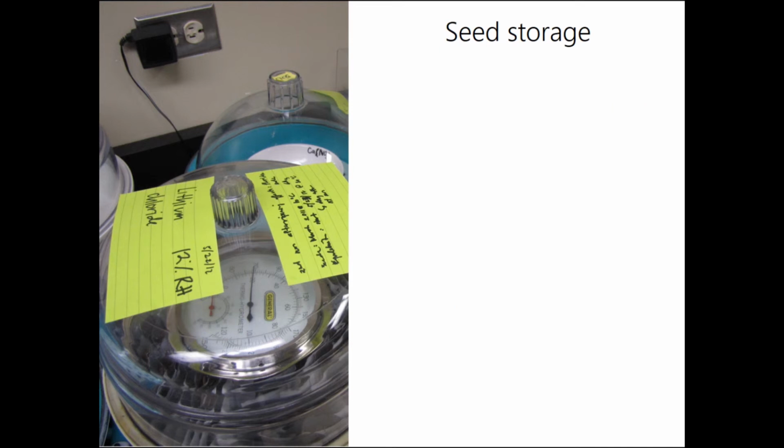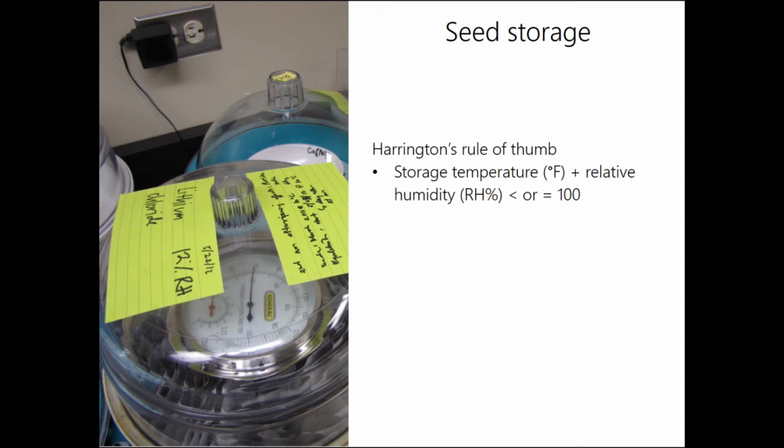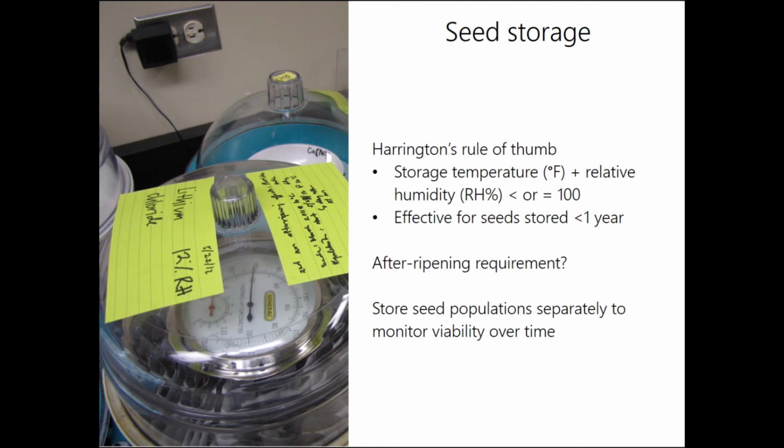A rule of thumb for seed storage is Harrington's rule of thumb: if you add storage temperature and relative humidity, the sum should be less than or equal to 100 if you want to store the seeds a year or less. During this portion of seed storage, you may want to think of an after ripening treatment if the species requires one. Try to store seed populations separately and monitor their germination over time, so you have data that can help with future seed production efforts.